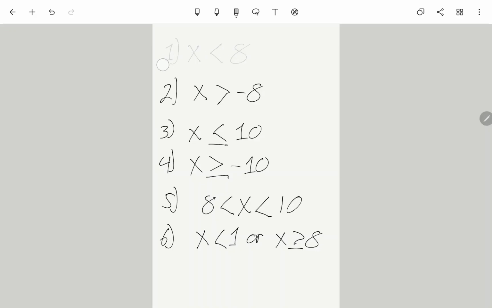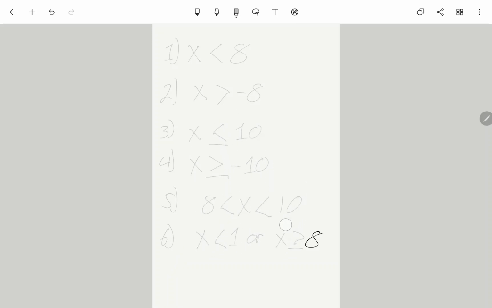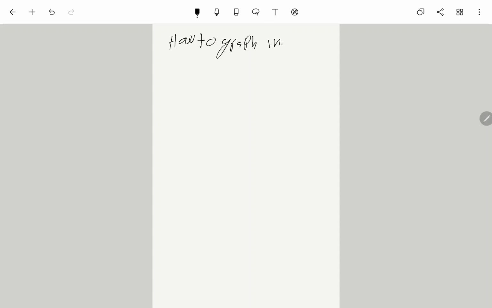Now, we need to graph. So how to graph the inequalities. Many people don't know how to graph the inequality or how to represent the inequalities. So in this video, we're talking about that: how to graph inequalities.